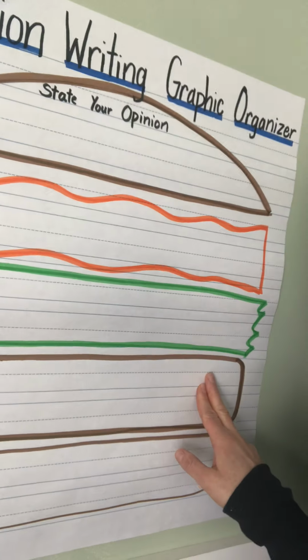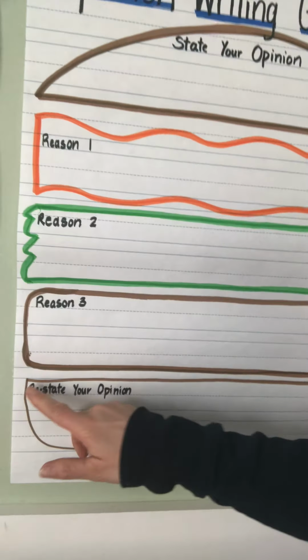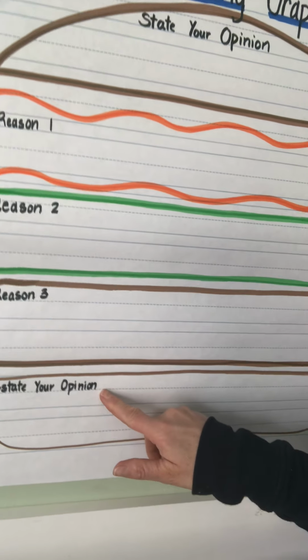So here's the patty, that's your third reason. And then the bottom bun, you're going to restate your opinion. So you're just going to say your opinion again. And sometimes it's better to add some language like, these are the reasons why, or this is why my opinion is, and you restate it.